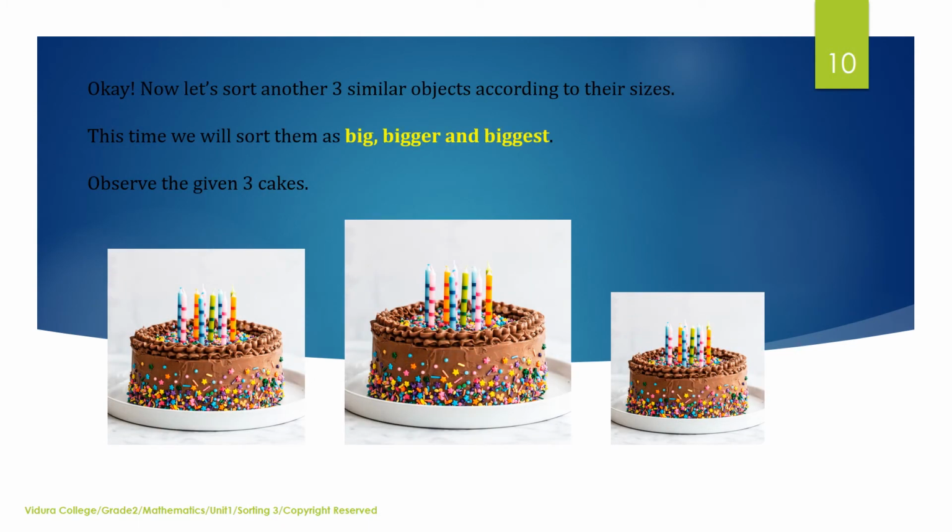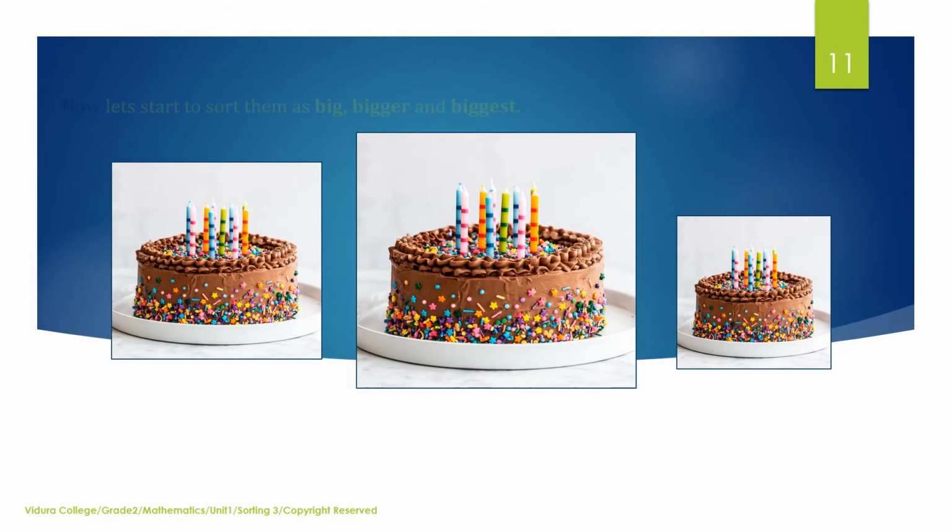Okay, now let's sort another three similar objects according to their sizes. This time we will sort them as big, bigger and biggest. Observe the given three cakes. Now let's start to sort them as big, bigger and biggest.